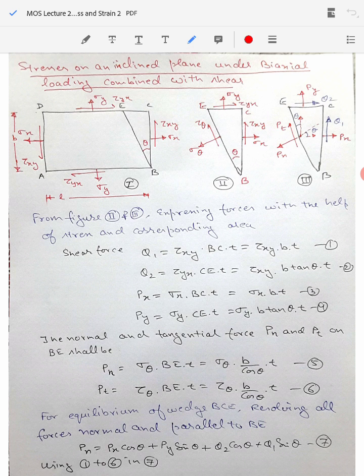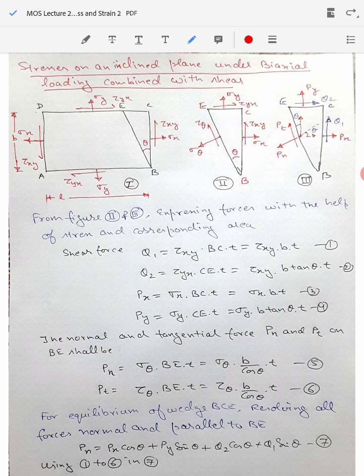As we know, shear stress is complementary in nature, so there is a tau xy pair and then a tau yx pair, both acting on this block. This block is of length L, the height is B, and the depth of this section is T. Now we want to determine the value of the stresses on an inclined plane. That inclined plane we have taken as BE, inclined at an angle theta from the normal.